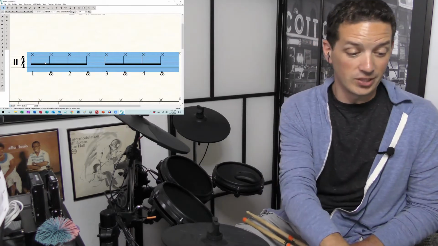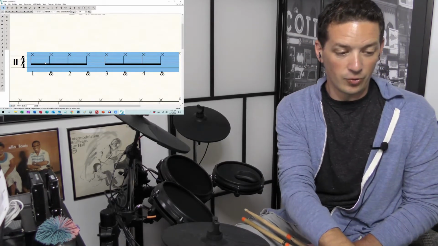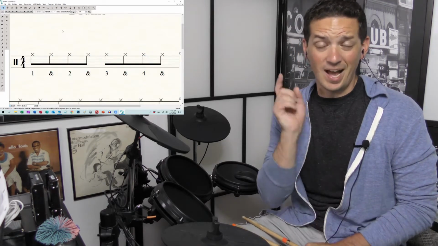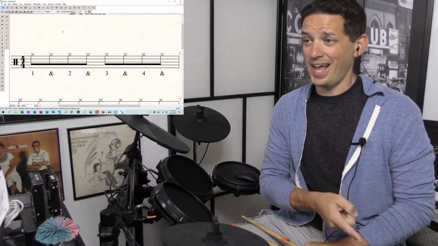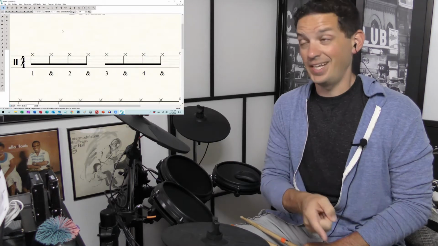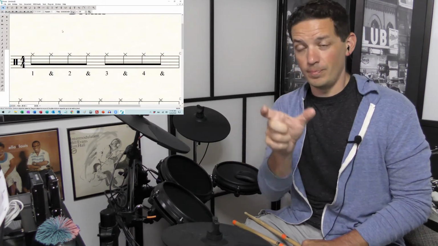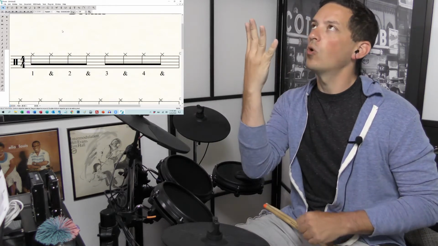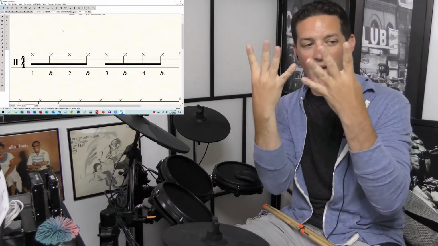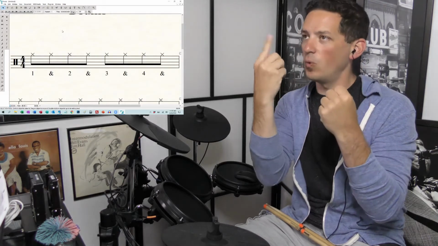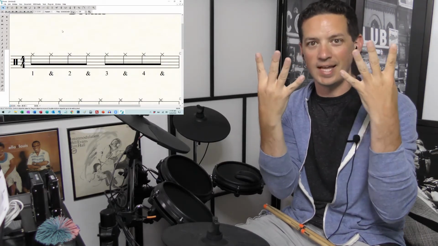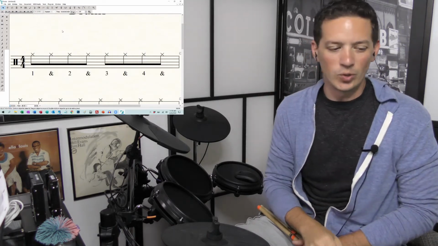So now we have something that looks like this, 1 and 2 and 3 and 4 and, and now we have a whole new world of possibilities, because now this one measure has the same number of pulses in it as our 2 measure beat did before. So we had 1, 2, 3, 4, 1, 2, 3, 4, which had a total of 8 pulses. Now we have 1 and 2 and 3 and 4 and, and a single measure now has 8 pulses in it. So now we can get really crazy with this stuff.